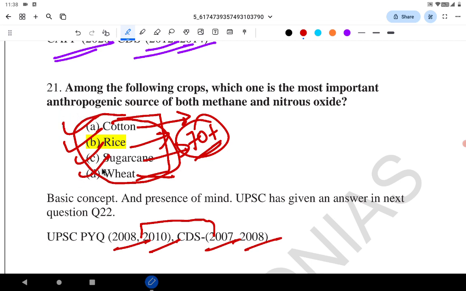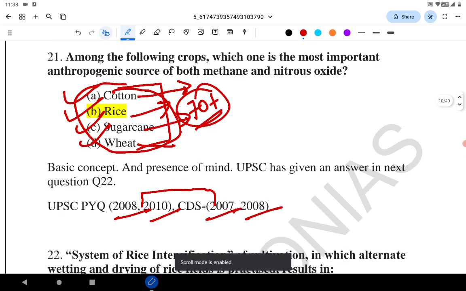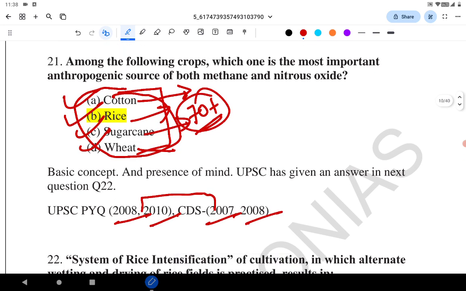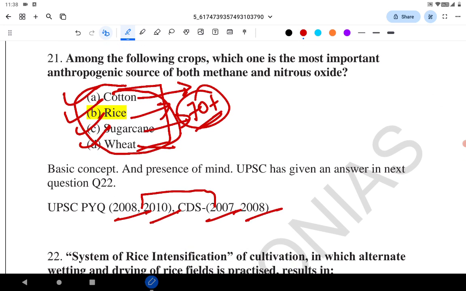Geographical condition, where they are grown, whether India exports them or imports, what is India's position in the world, which is the state that produces the highest number, and such facts. Just go through the PYQ, you will get all those things. So here it says source of methane and nitrous oxide. Let's go to the next question.